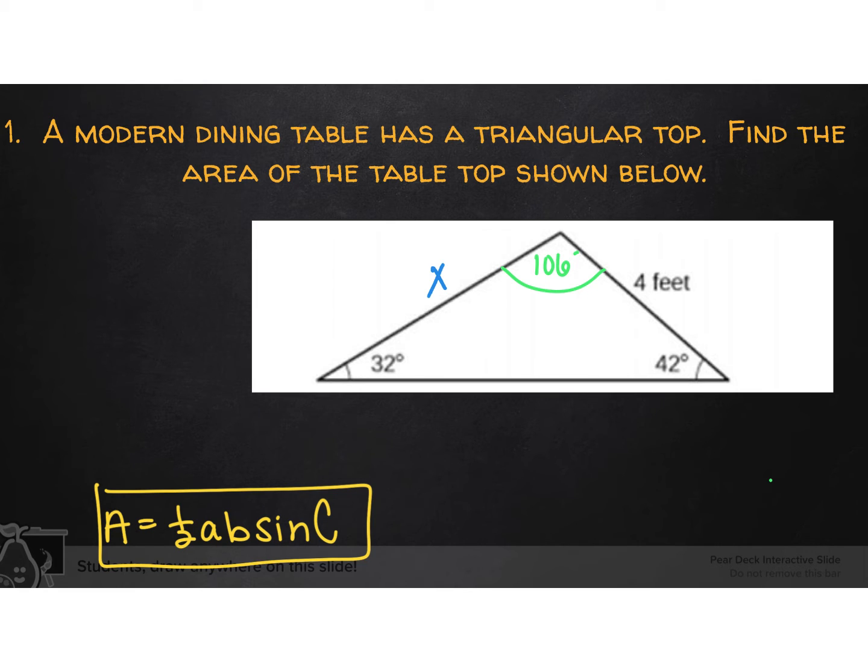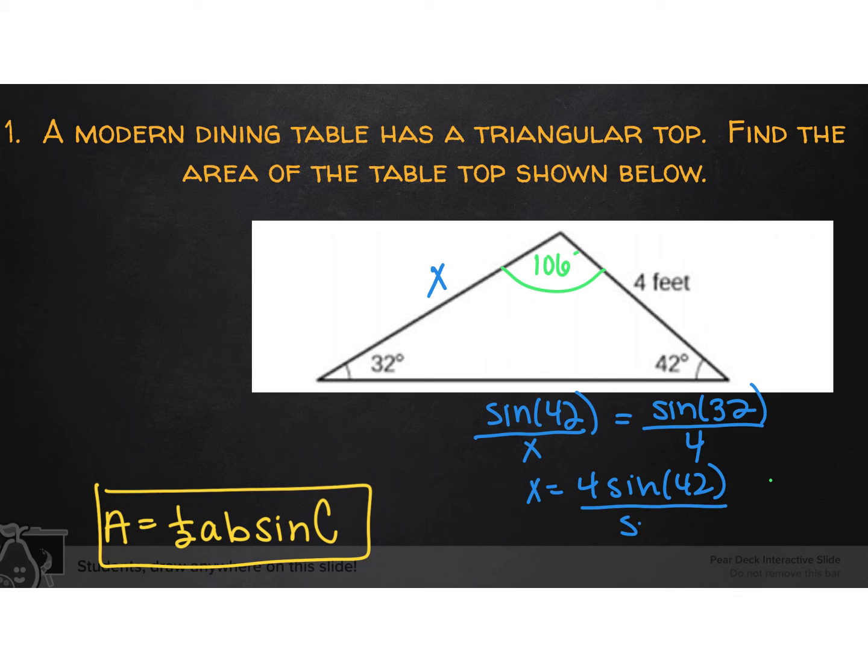Okay, so we're going to solve for that using law of sines. So we have sine of 42 over x is equal to sine of 32 over 4. I'm going to cross multiply in our calculator. This is what we're going to type in. And we get that side is 5.05. And depending on how you round, your answers will be slightly off. So just keep that in mind.